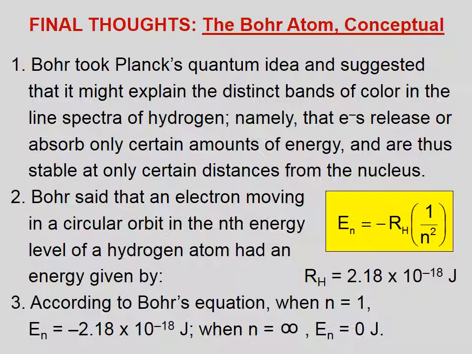And 3, according to Bohr's equation, when n equals 1, the energy of that electron is in fact equal to the Rydberg constant, negative 2.18 times 10 to the negative 18th joules. When n equals infinity, that is when that electron has completely escaped from the atom, the energy of that electron with regard to the atom is 0 joules.